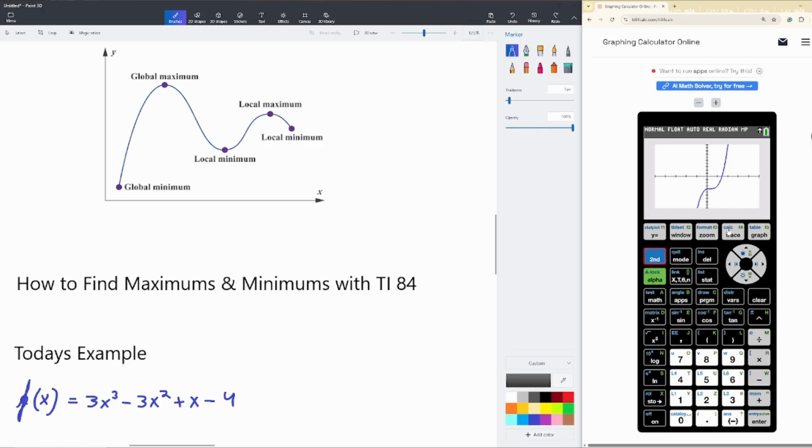However, if you want to find the maximum and the minimums, you have to go to second and trace. And this brings out your menu once again. So if we want to look at the global maximum, we simply start from the left. We take our left and go to the right.